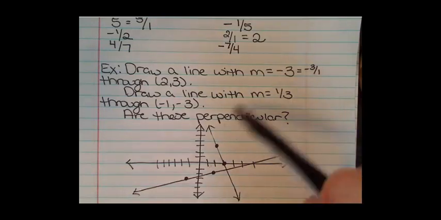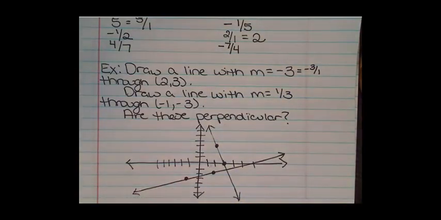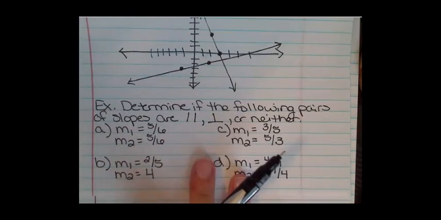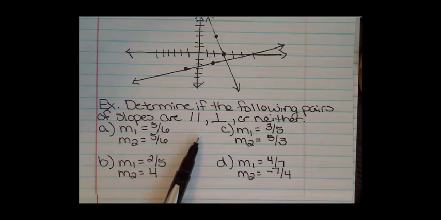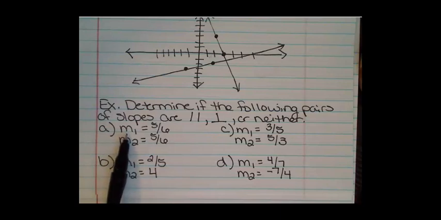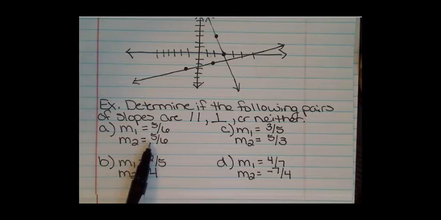Now, one of the problems you're going to have on your homework is going to look like this, where it's going to say, determine if the following pairs of slopes are parallel, perpendicular, or neither. And then you're just going to have the slopes. You're not going to have anything else but the slopes, and so you have to determine what they are. So if we're looking at A, the slope of the first line is 5/6. The slope of the second line is 5/6. So what does that mean? Is that parallel, perpendicular, or neither? If the slopes are the same, then that means the lines are parallel.